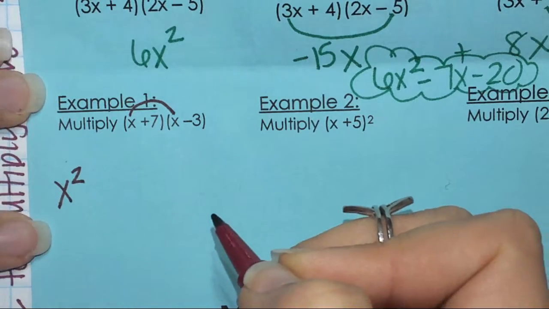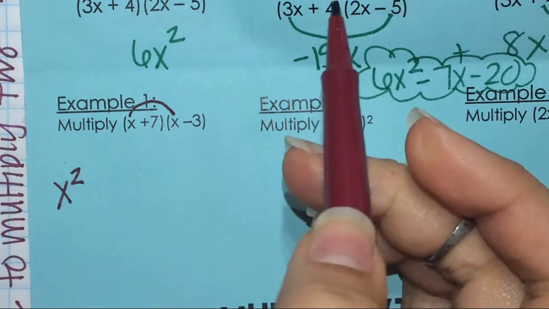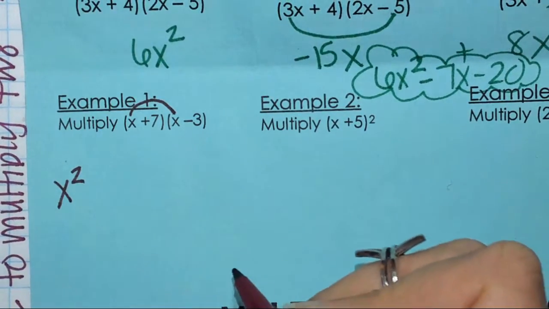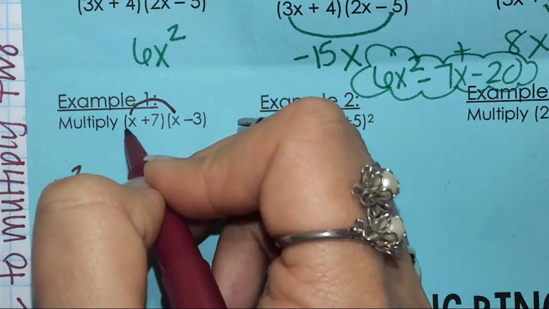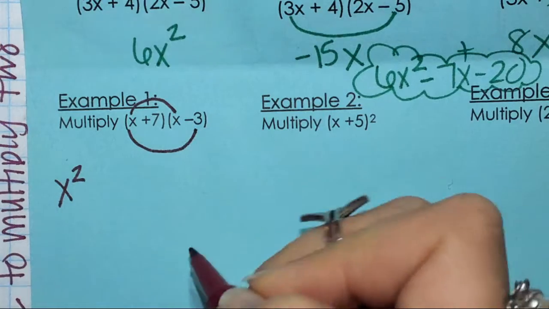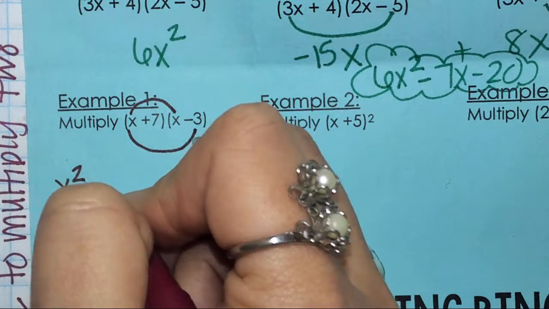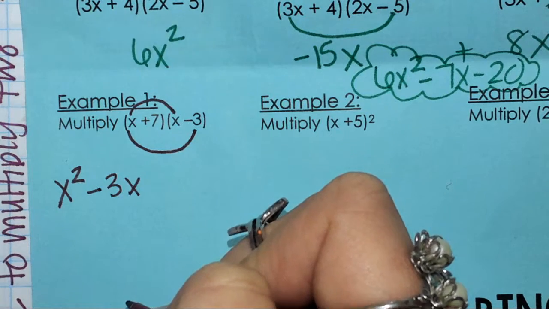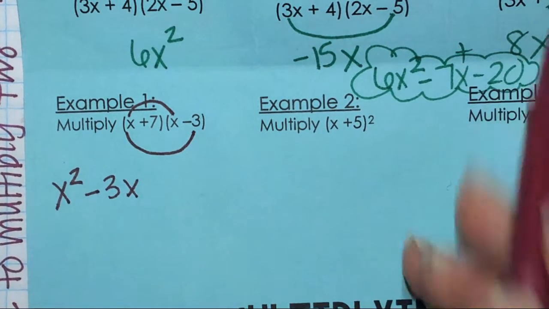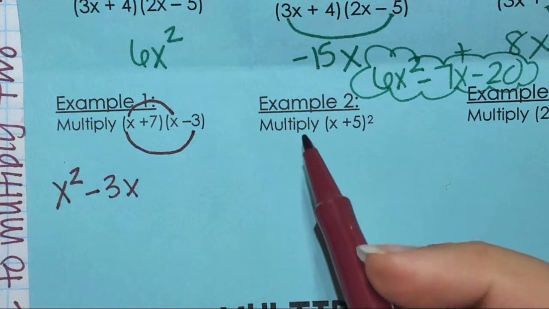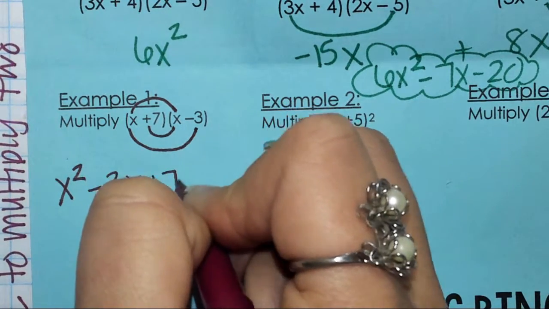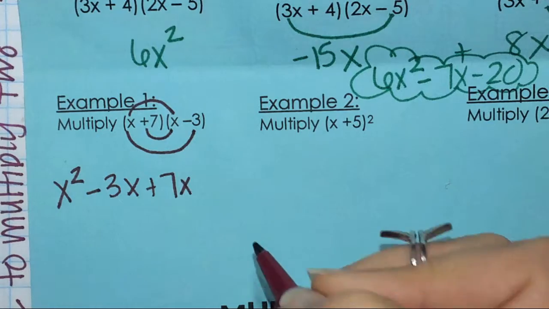Our next step is the O. It's the outer terms, and that's our mouth. So what are the outer terms? All right, so we multiply X times negative 3, and we get? Look at us go. Take a point, both of you. Then we multiply the inner terms together. That's our nose. So what do we multiply together? And we write plus 7x.